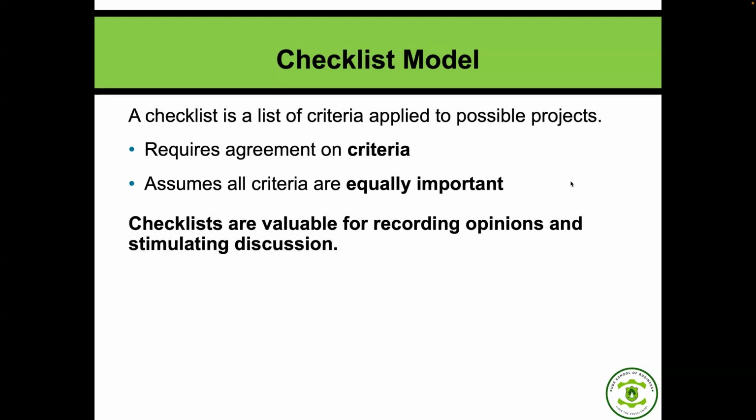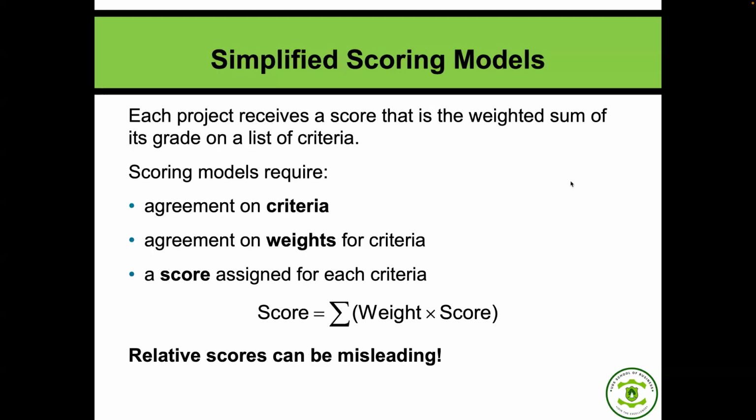Yes. Then the next one, simplified scoring model. Building on the checklist model, the simplified scoring model adds an important layer of sophistication by introducing weights and numerical scores. First, we were not even attaching scores. We were just doing what? Checking. So you have this particular criteria is there, we tick and say, okay, then we can pick this project. Now we're saying that for each checklist, we will attach a score.